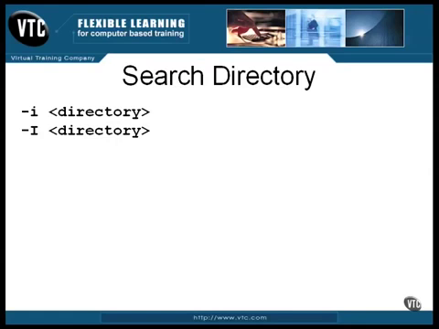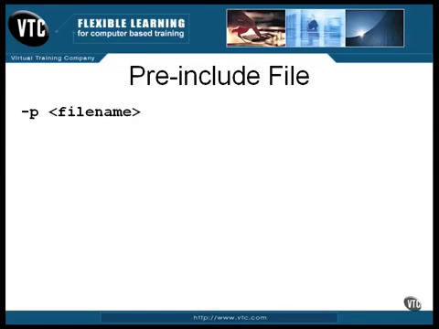The I option, either upper or lowercase, can be used to specify the name of a directory to be searched for an include file if it is not found in the current directory. Any path name to a directory you specify this way must be complete and must include the trailing slash. Using the P option to specify an include file is the same as using the name on an include directive as the first line in the assembly source code.